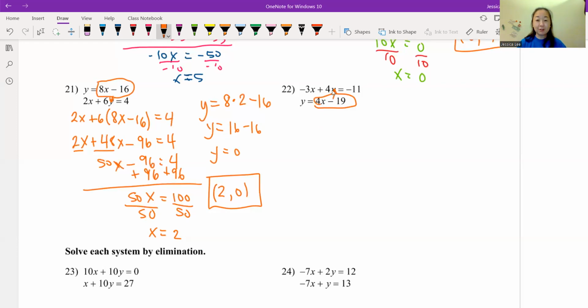So we're going to plug in 4x minus 19 for this y. Here we go: negative 3x plus 4 times 4x minus 19 is equal to negative 11. Again, this is just rewriting the first equation, plugging in what y is. Then distribute: plus 16x minus 76 is equal to negative 11. Combine like terms, and that's just going to be 13x, because negative 3x plus 16x is 13x.